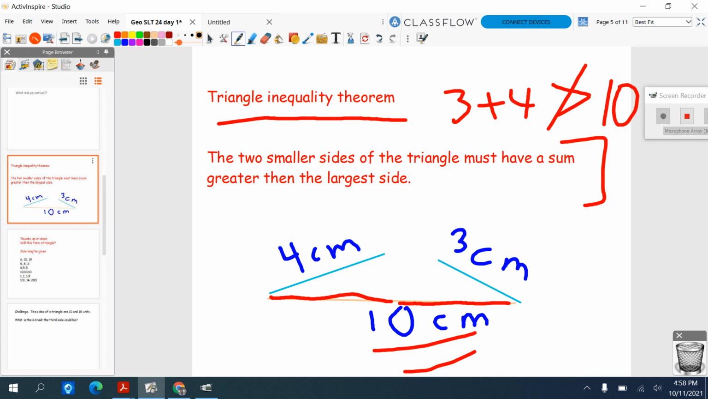So if you had sides 4, 4, and 8, this would not form a triangle because, again, the 2 smaller sides, when you add them up, have to be greater than the third side, the largest side. And that is the triangle inequality theorem.